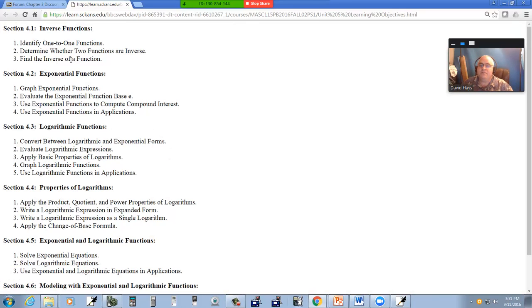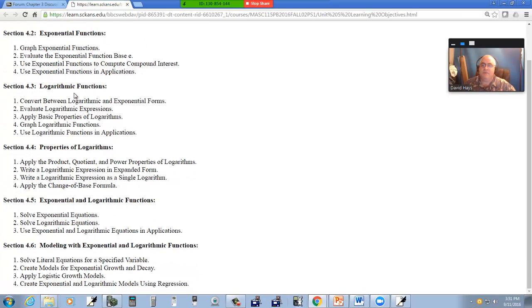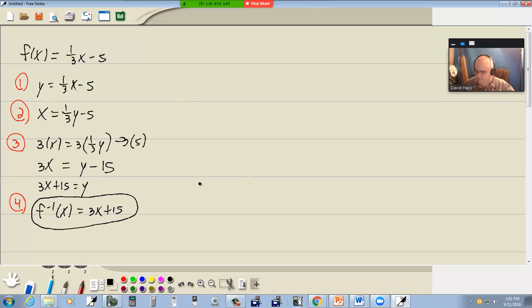Okay, that was the third item: find the inverse function. Now, section 4.2, exponential functions. And the first topic it talks about is graphing exponential functions. So let me clear this off.